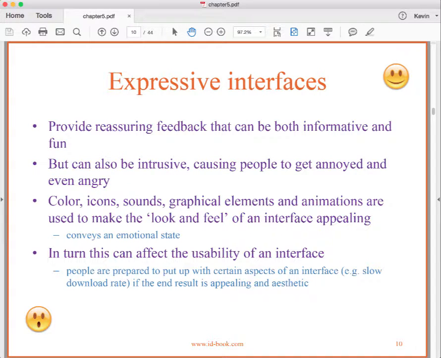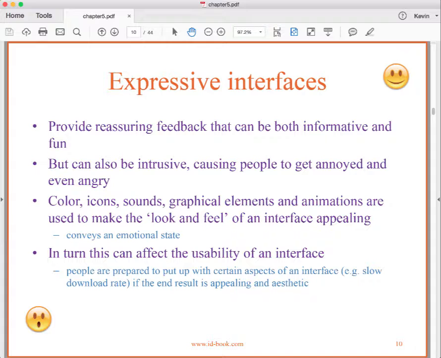Let's talk about expressive interfaces. Expressive interfaces can provide reassuring feedback that can be both informative and fun. But it can also be intrusive, causing people to get annoyed and even angry. We had some good examples of these in the book. Color, icons, sounds, graphical elements, and animations are used to make the look and feel of the interface appealing. It's going to convey some emotional state. In turn, this can affect the usability of the interface.